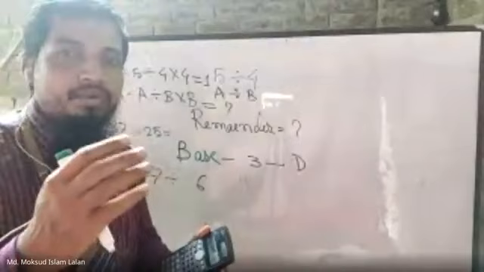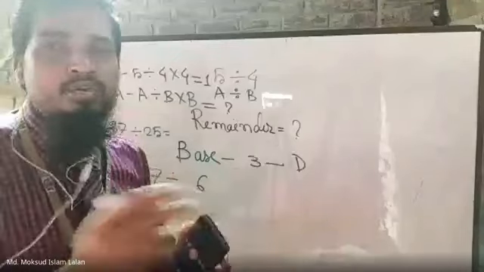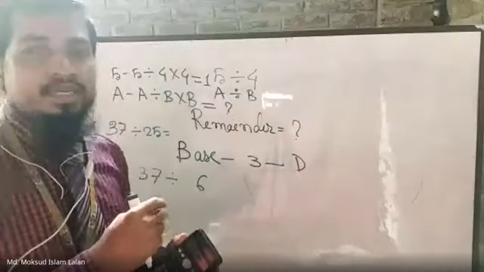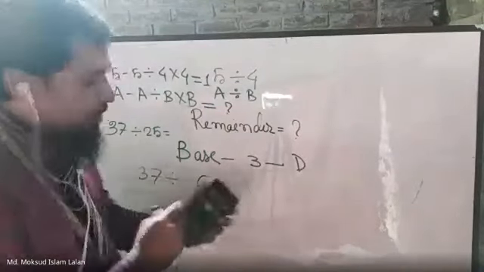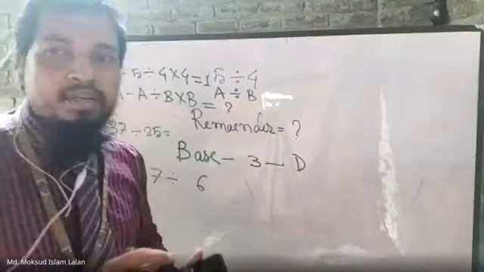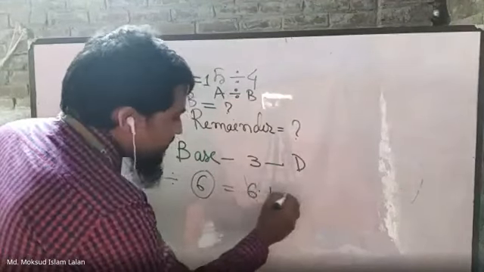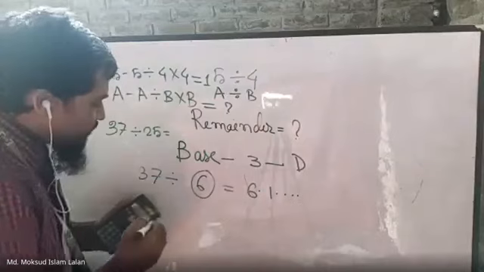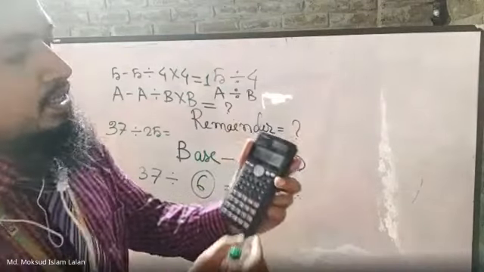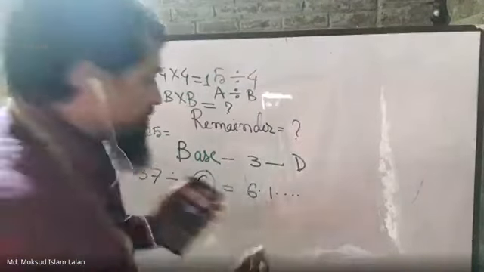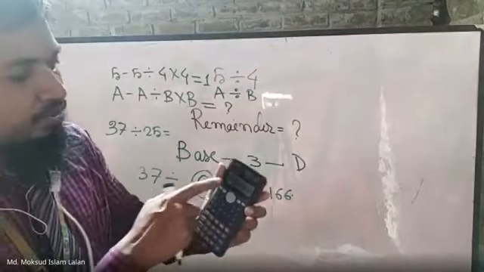This is simple, but when you have a huge number and need to find the remainder, that is why I'm starting this. So how can you find it? If you press 37 divide 6, your result is 6 point something. As an example, our result is 6.166, so this is actually 6.16.